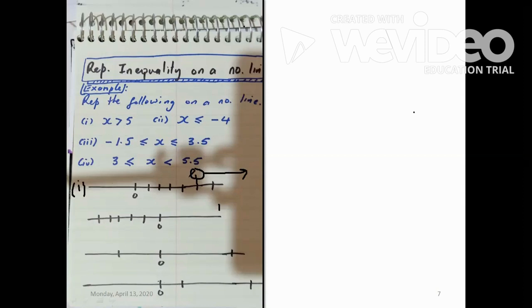Now notice that this circle here is open. And it's open because it's greater than. Let's look at part 2. Part 2 says x is less than or equal to -4. So 1, 2, 3, 4. So it's right here. Because this is less than or equal to, it means that this interval here is closed. So we shade that part. So it's less than, and you're going to the left, which is negative and decreasing.